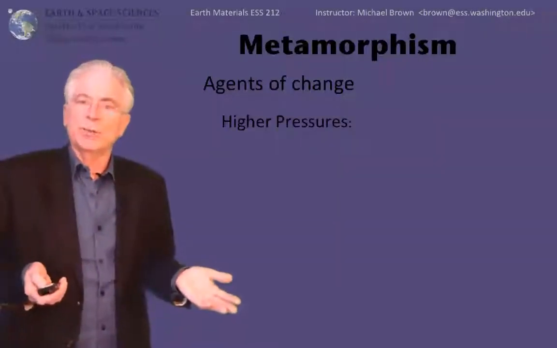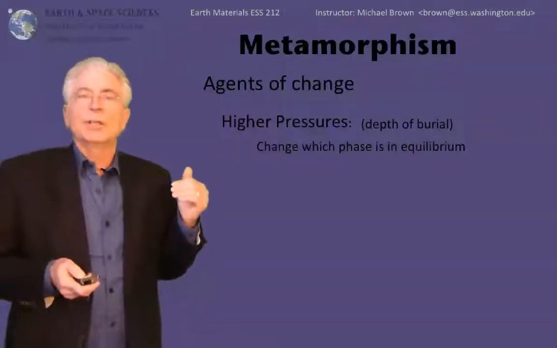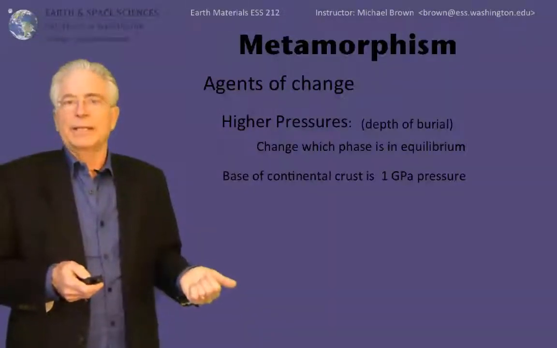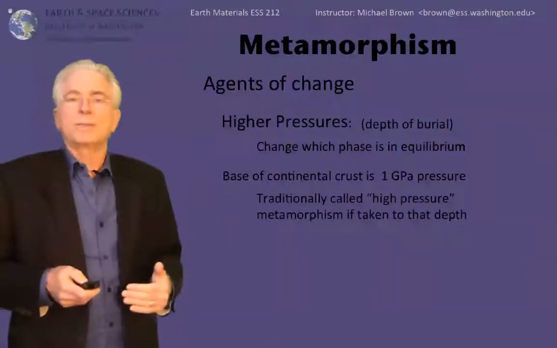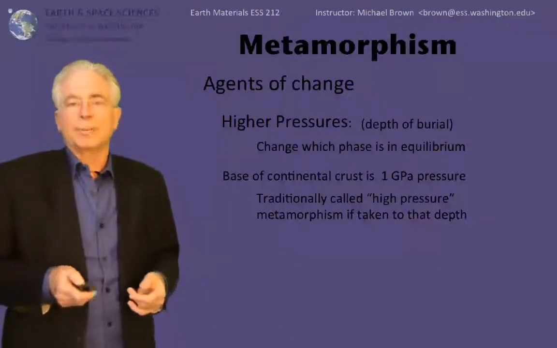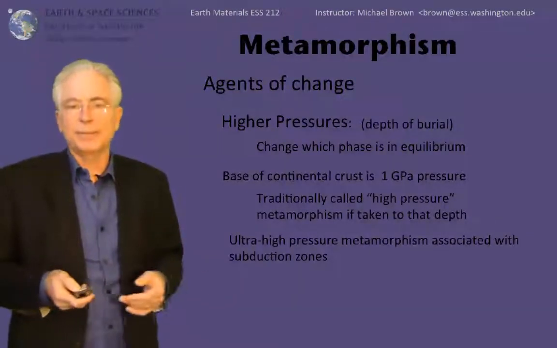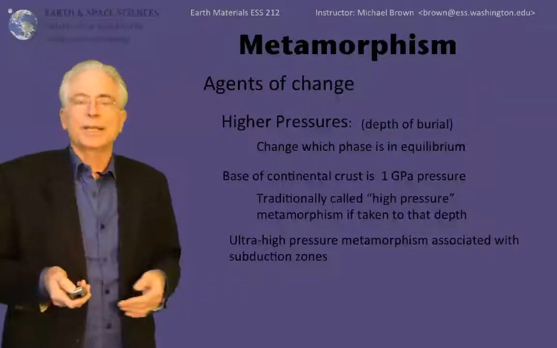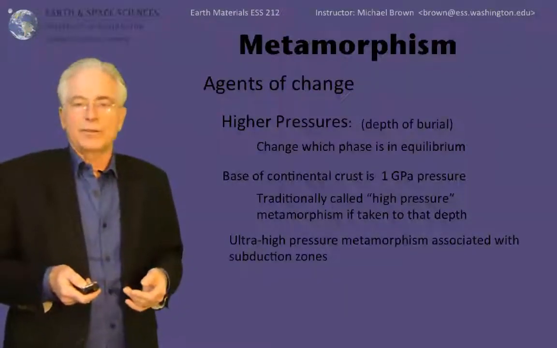Other agents of change, higher pressures. Again, higher pressure means greater depth of burial and a different equilibrium assemblage of minerals. The base of the continental crust is around 1 GPa, and if a rock has been buried as deep as the base of the crust, we typically call that high pressure metamorphism. If the rock is carried down in a subduction zone to yet greater depths, it's called ultra-high pressure metamorphism, and minerals such as coesite and diamond can be produced in ultra-high pressure metamorphic provinces.